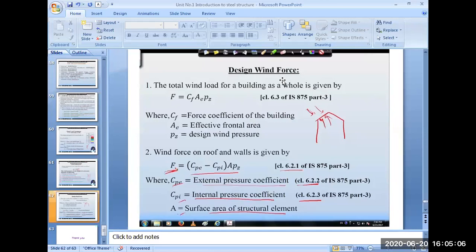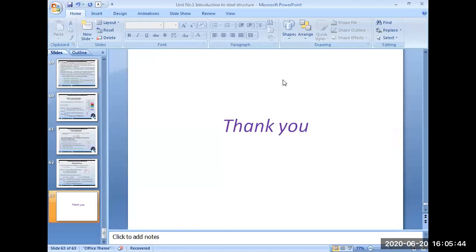Similarly, we can calculate the dead load and live load also, but there are no critical calculations for dead load and live load. There may be simple calculations, and wind load calculations are more critical in designing of steel structure. So here we have seen in our unit number 1, that is loads and load combinations. So various types of loads: dead load, wind load, live load, earthquake load, and how to calculate and how to combine these loads for designing steel structure, that we have seen in our unit number 1. So here our unit number 1 is over.